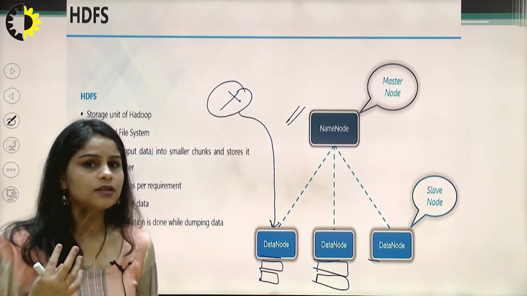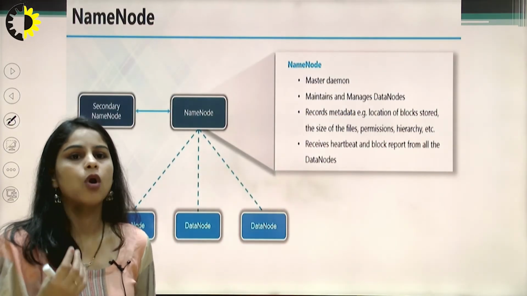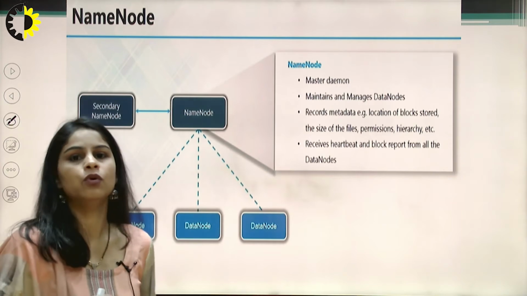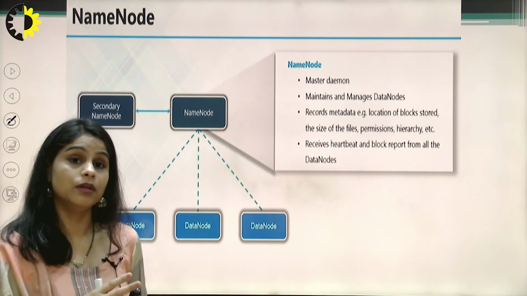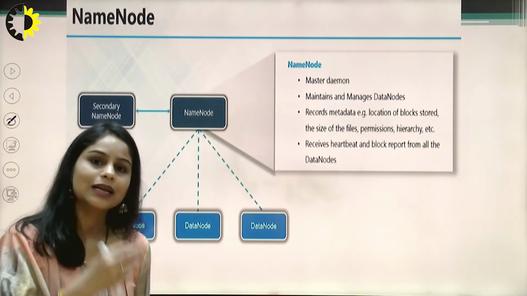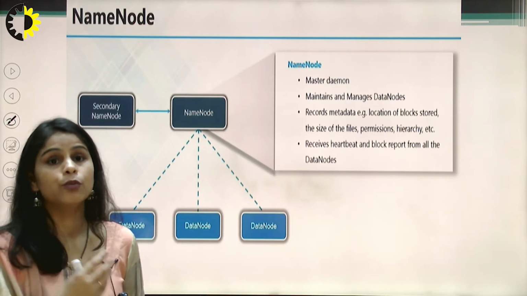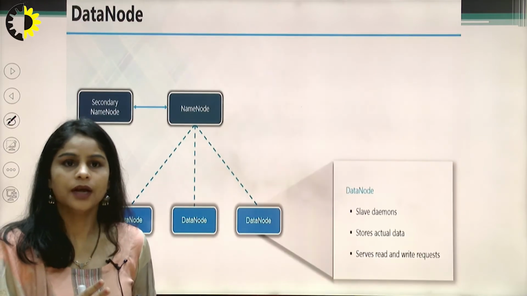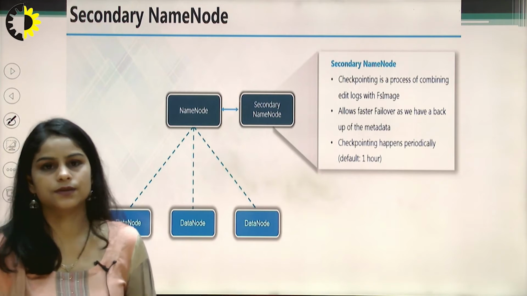But as you can see in this diagram, along with name node, we also have a component called secondary name node, right? Now, these secondary name nodes are often confused with a copy or replica of name node. But actually, these secondary name nodes are helping to maintain the metadata of name node, right? Let us understand what these secondary name nodes are and what their functionalities are.